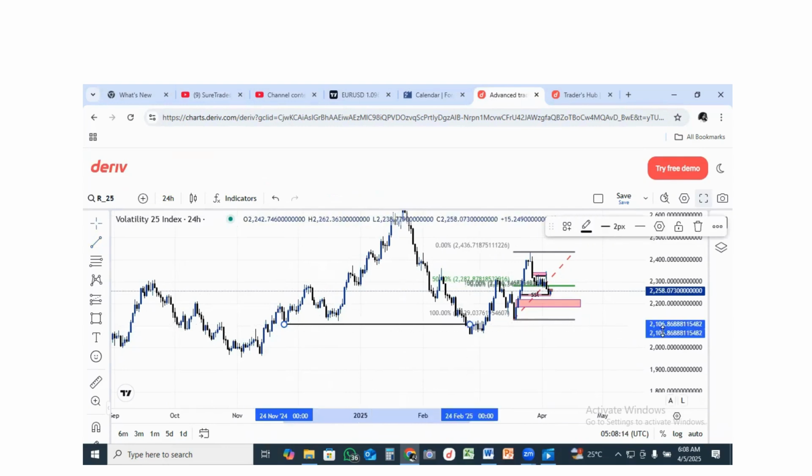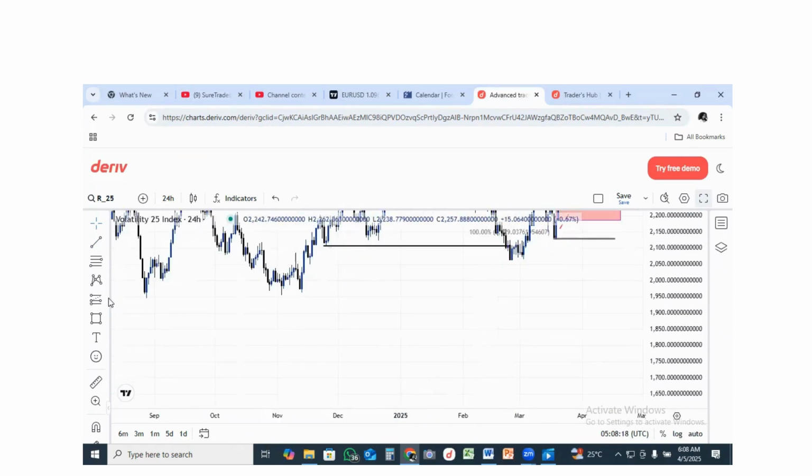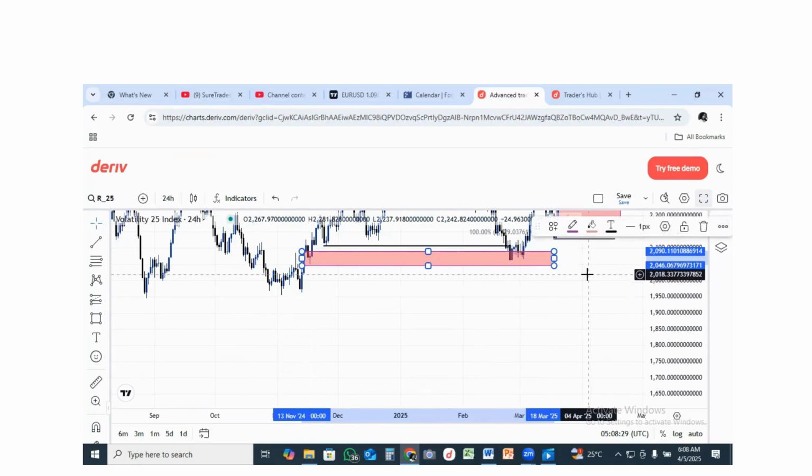All right, this is daily. It swept liquidity, but how far? Now there is a support. This is what I refer to as support. There's a part of this fair value gap that is not filled yet. Okay, I'm going to mark it. There's a fair value gap here that is not filled yet.